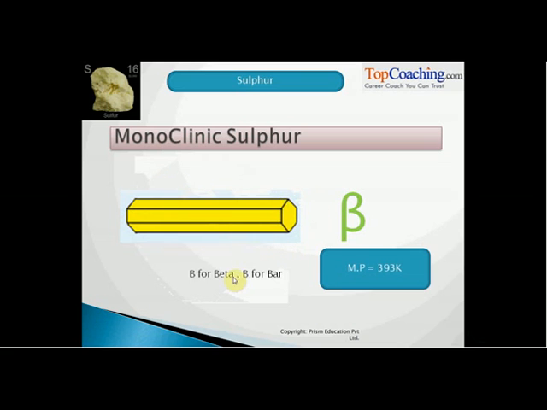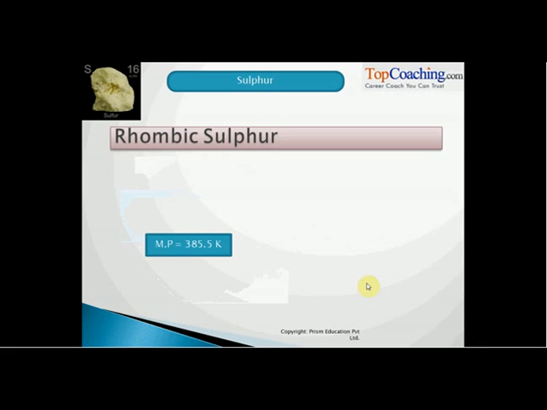So B is for bar, B is for beta, and that is to remember that monoclinic sulfur is also known as beta sulfur. It has a slightly higher melting point than rhombic sulfur. The melting point of monoclinic sulfur is 393 Kelvin, whereas for rhombic it is 385.5 Kelvin.